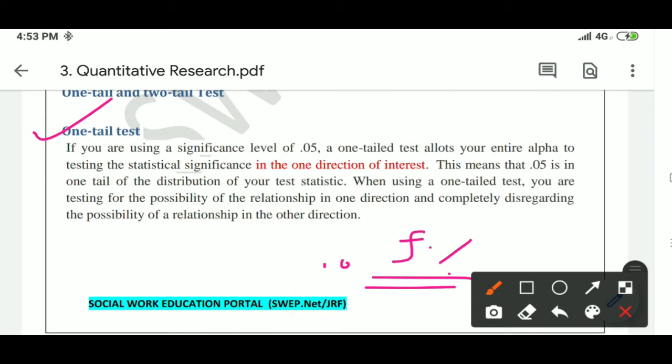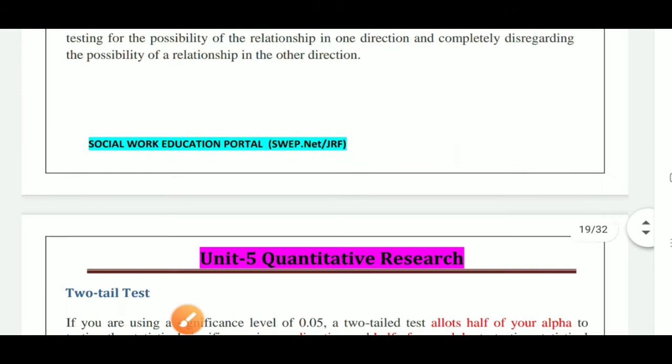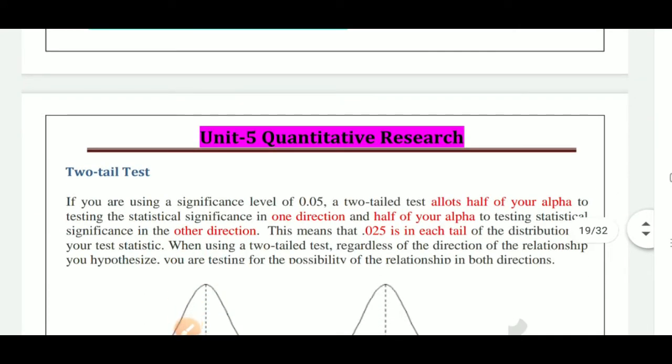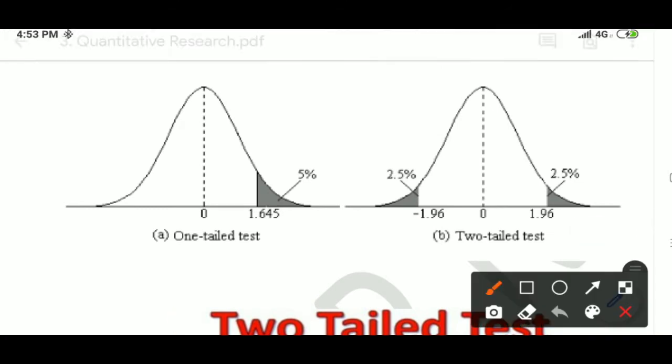When using a one tail test, you are testing for the possibility of relation in one direction only, completely disregarding the other direction of the relationship. By taking an example, we can easily explain the one tail test. Let's understand. Also here you can see this diagram, the diagram of the one tail test.